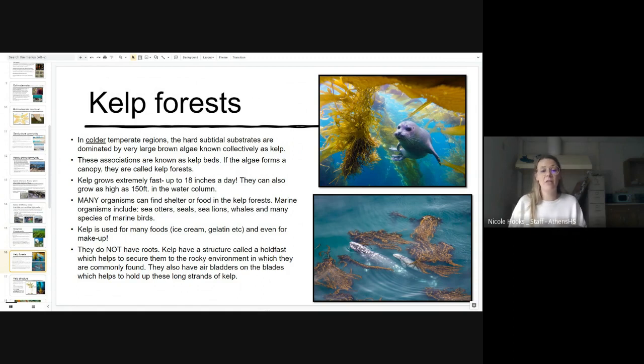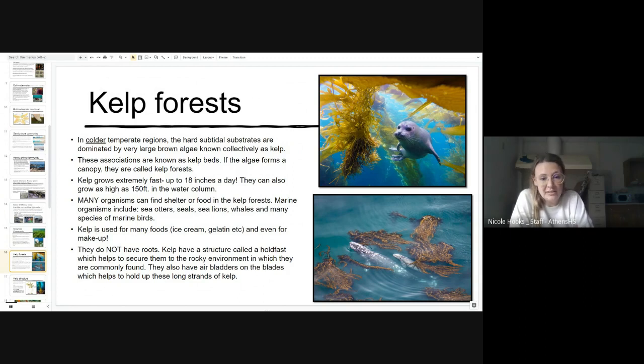And they have floats on them so that they'll stand straight up in the water column and be able to get access to light. Many organisms find shelter in this area: sea otters, sea lions, seals, whales, many different kinds. And we actually use kelp for a lot of things as well, like ice cream and gelatin and makeup, lots of different things. They don't have roots because they're not plants.